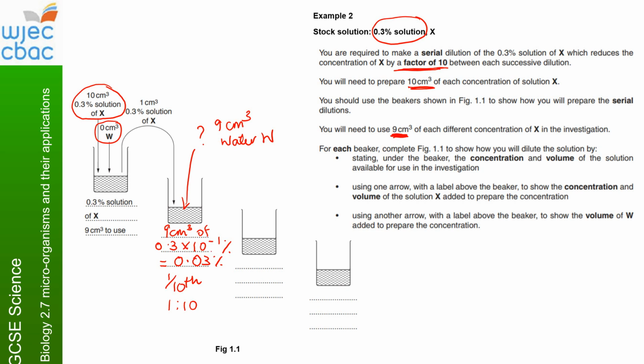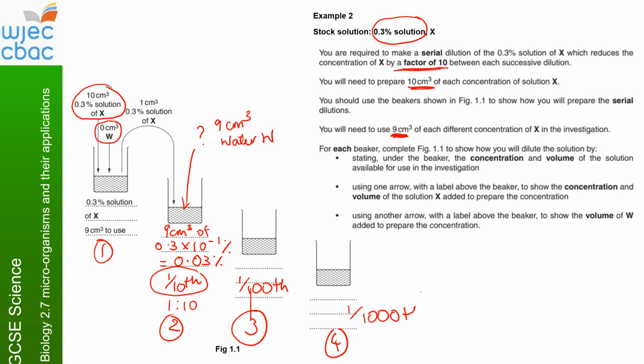So pause the video, see if you can fill in the next two beakers, so diluting them by 100th and by 1,000th, okay, for the last beaker. So if we call this beaker 1, that's the original solution. This is beaker 2 that's been diluted by 1/10. Beaker 3, I would like you to dilute that so it's by 100th. And beaker 4, this one is going to be by 1,000th. Okay, pause the video, have a go.